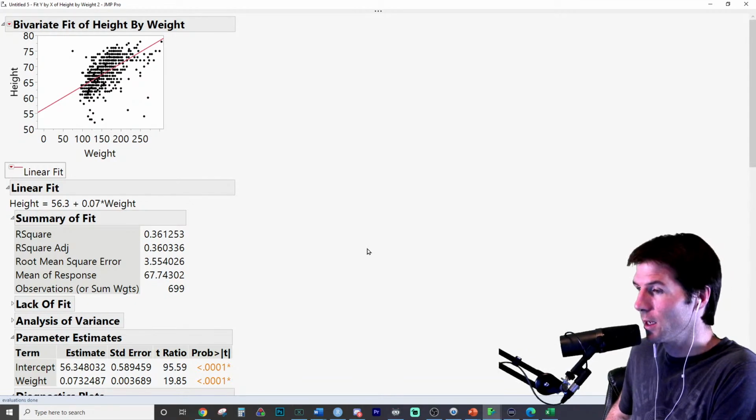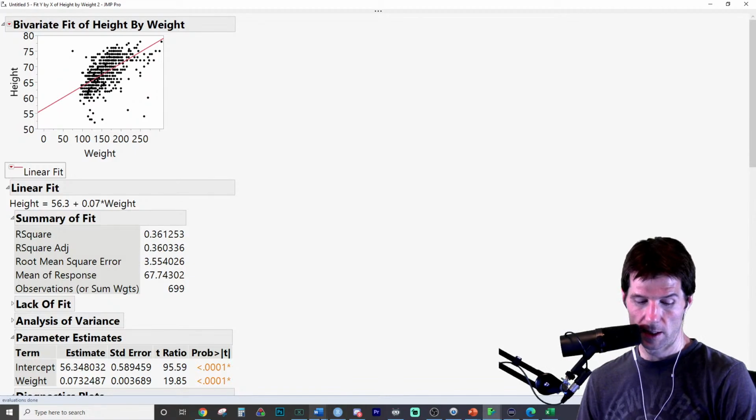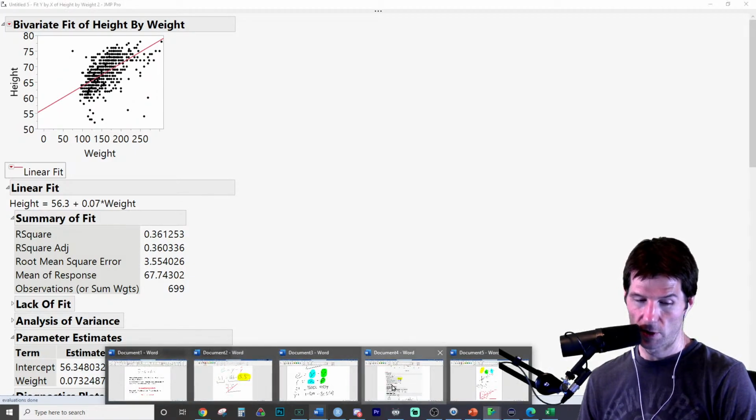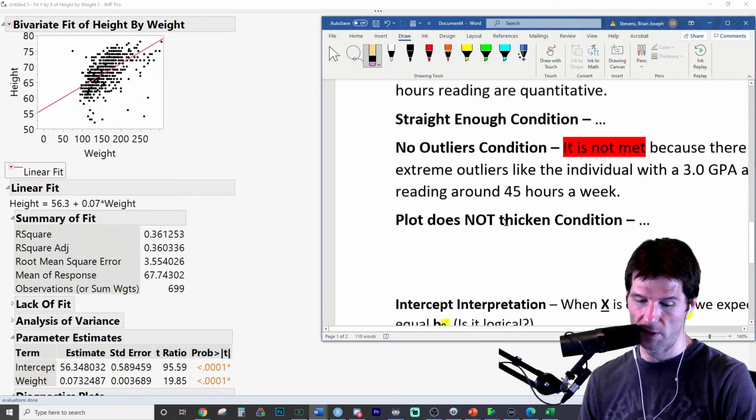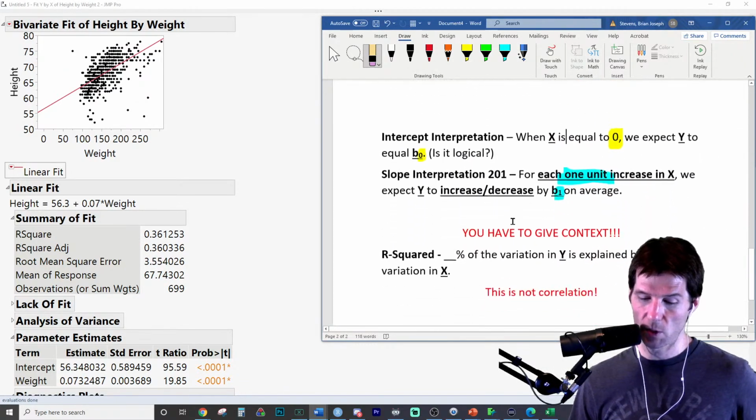I don't know why. Could you interpret this R squared right here? It's blank percent of the variation in Y is explained by the variation in X. So blank percent of the variation Y, we'll put it over here on the side. Blank percent of the variation Y is explained by the variation X.